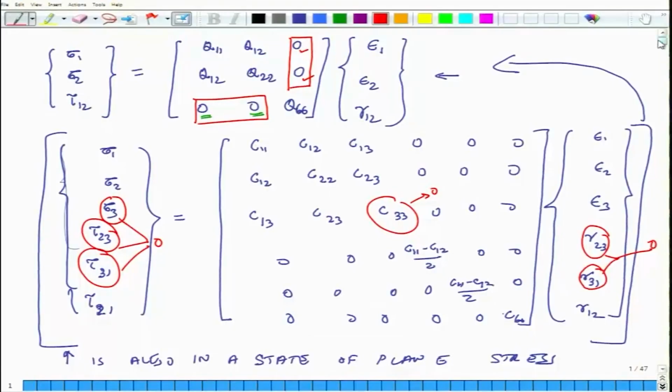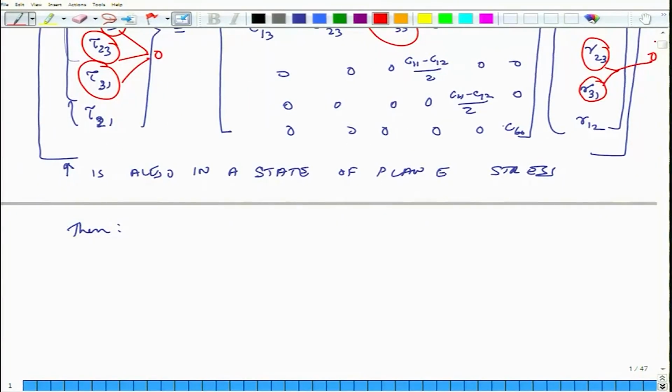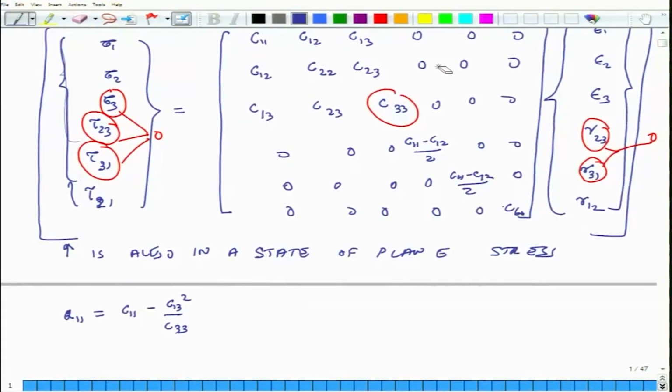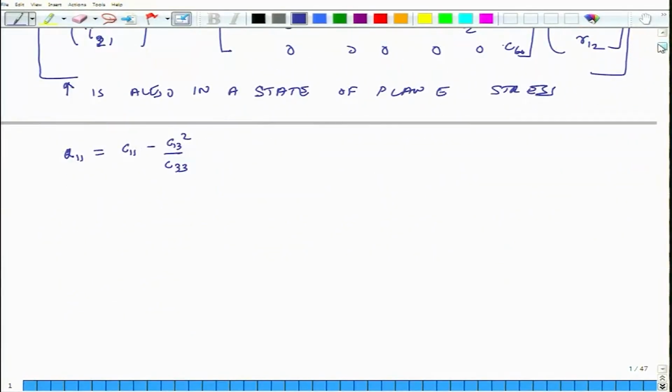So, when you do all this, then you end up with 4 engineering constants, 4 stiffness constants, which are Q11, Q12, Q22 and Q66. So, if we do all this math, then we can show, and we had shown earlier, that Q11 equals C11 minus C13 square by C33. So, actually I made a small error, so this is not 0, but epsilon 3 is 0.